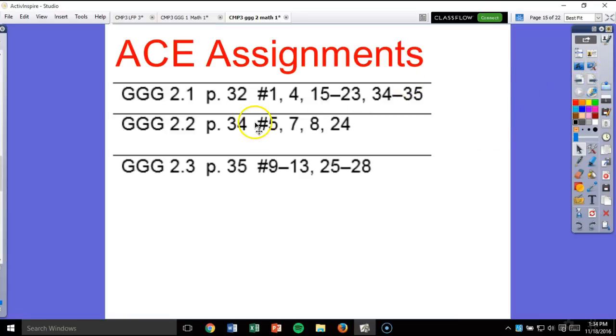Our ACE assignments, again, only 4 questions for 2.2, 5, 7, 8, and 24.